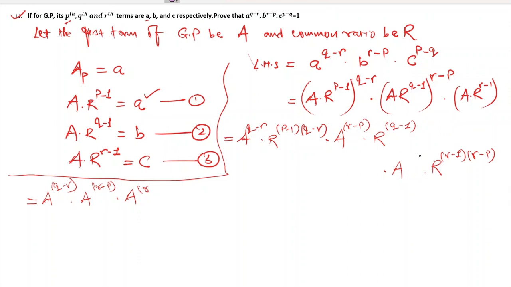Oops, I had to delete this and this. Okay, so here it will be r minus p, and here it will be p minus q. So p minus q, p minus q. Okay, so capital A raised to p minus q.